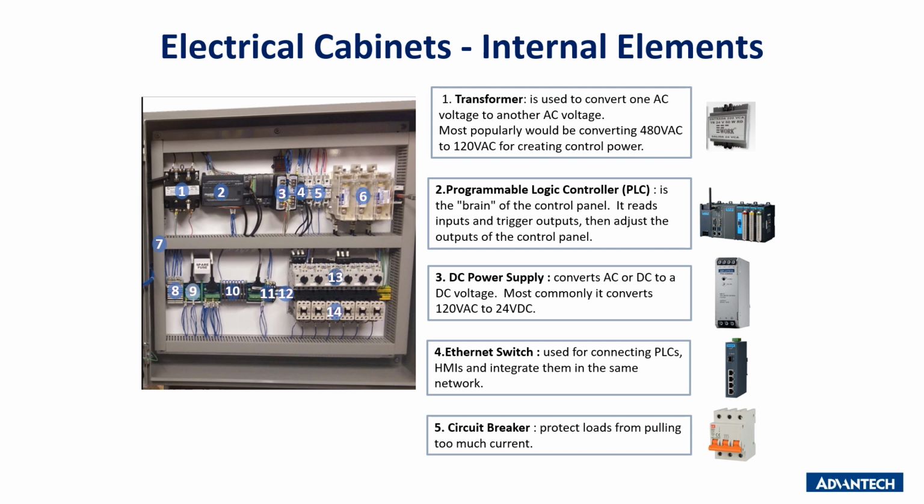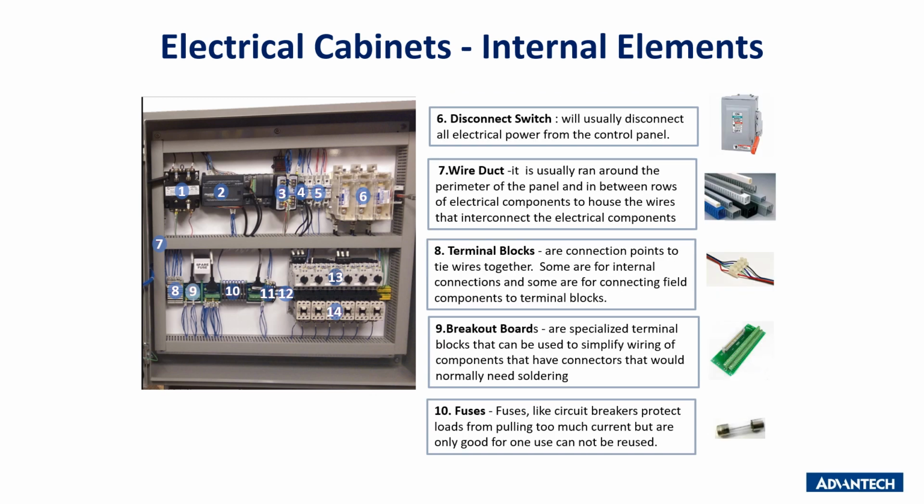4. Ethernet switch is used for connecting devices such as PLCs, HMIs and integrating them into the same network. 5. Circuit breaker protects loads from pulling too much current and helps to prevent possible damage to the whole system. 6. Disconnect switch, it will usually disconnect all electrical power from the control panel.